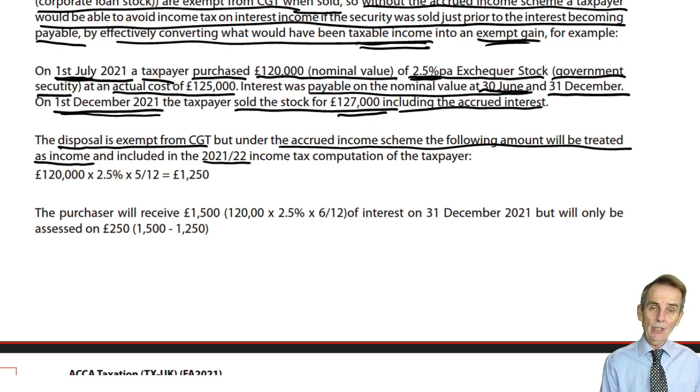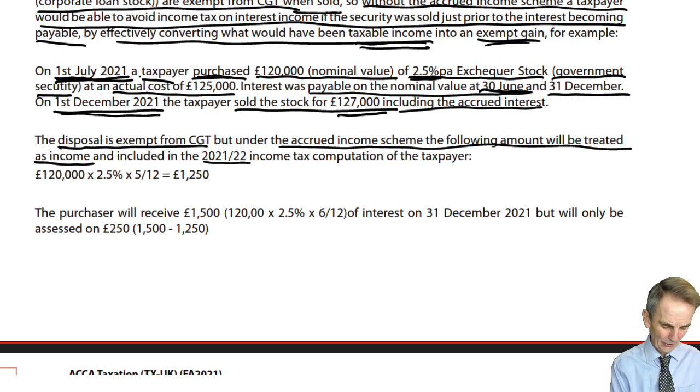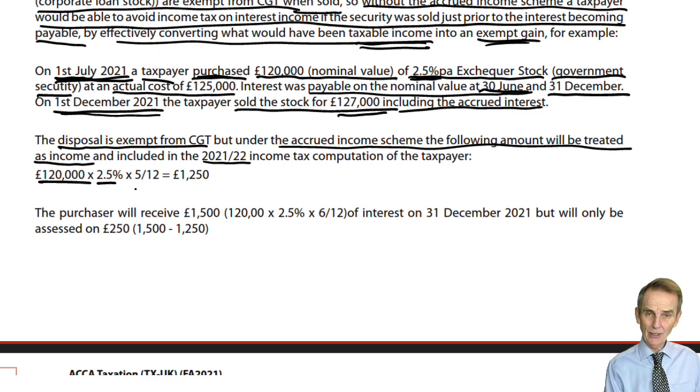There wasn't anything received by this taxpayer on the 30th of June. They only acquired on the 1st of July 21. So the only thing to record within the income tax computation of the taxpayer who purchased it back on the 1st of July would be nominal value 120 at 2.5%, the interest rate on that security, for 5 months. And that would be £1,250.